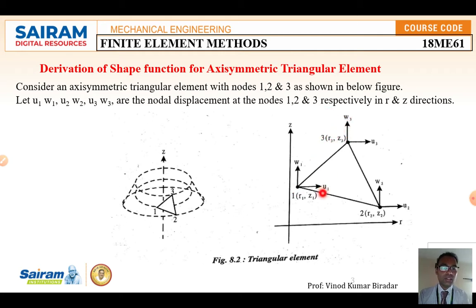r1, z1 are the coordinates for the axisymmetric triangular element. Okay, so this is like x and y. This is the triangular element. If you take this triangular element and revolve it around the axis of symmetry, it will form a hollow cylinder. That diagram I have shown here.